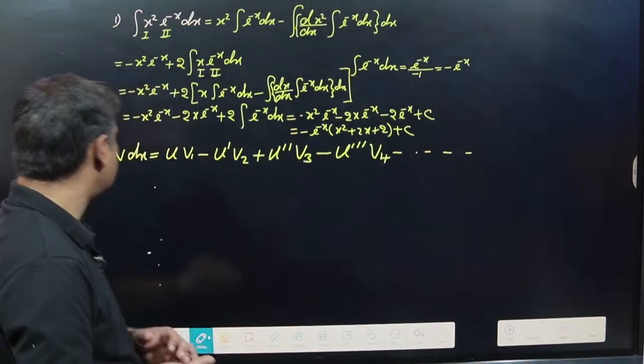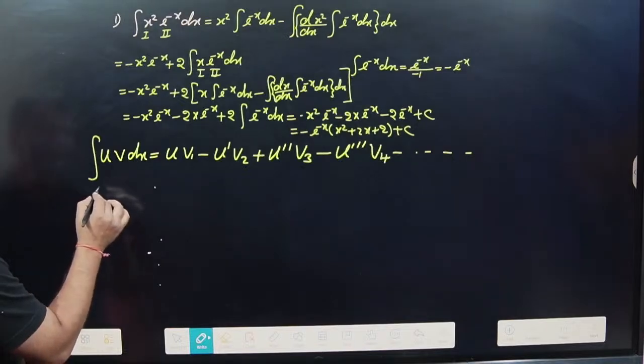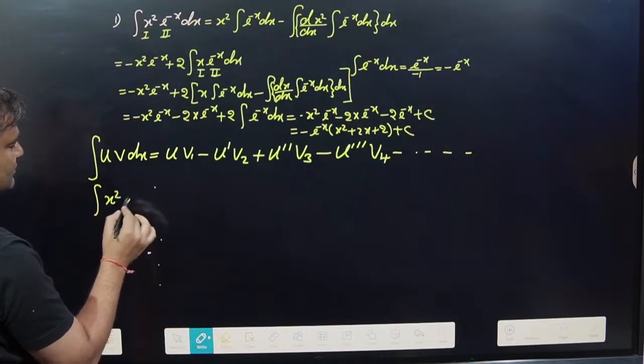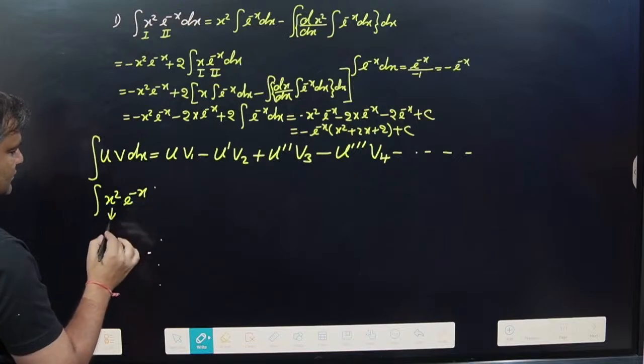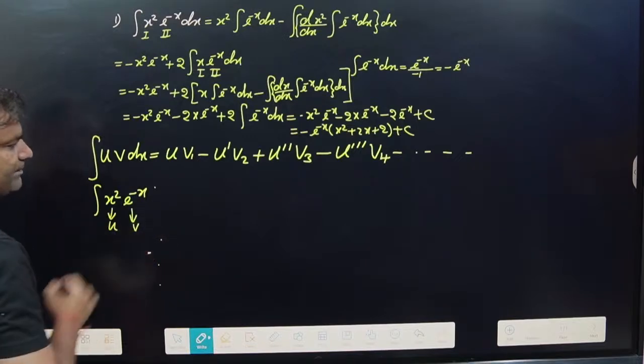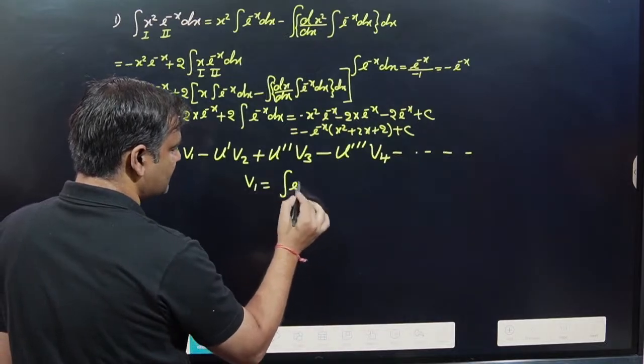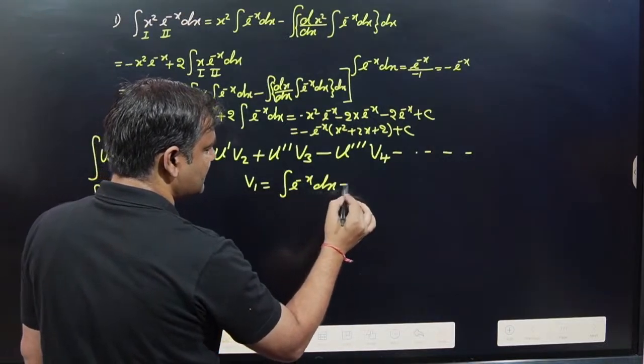Okay, so look here: x square into e to power minus x, this one is u and this one is v. So what about v1? Integration of e to power minus x dx is how much?